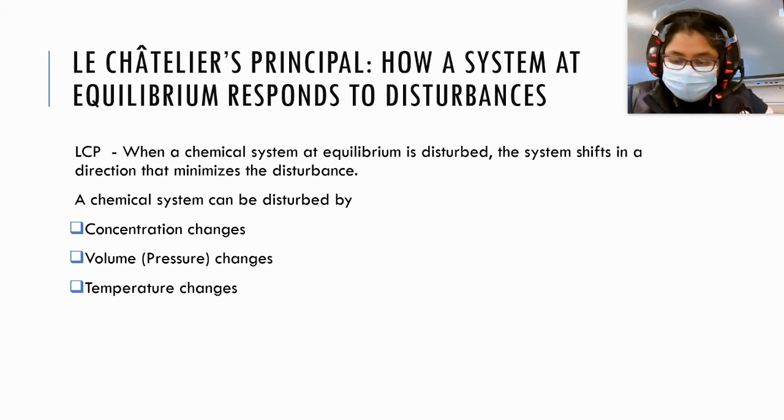All right, so we are going to do the last part of this chapter, which is Le Chatelier's principle. And that basically describes if you have a system at equilibrium, how does it behave when you disturb that system? In what ways can you disturb that system? And how does it behave when you disturb that system to reestablish equilibrium?